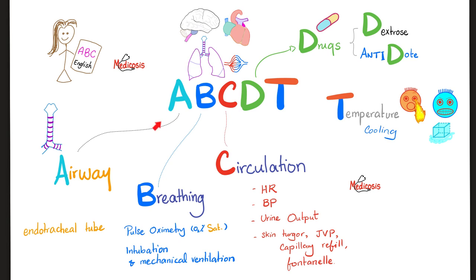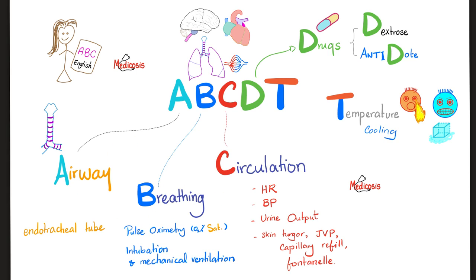Everyone knows the ABCs: airway, breathing, and circulation. But some people forget about the D's and the T's. The D's, drugs. T, temperature. Hey, what's the difference between airway and breathing? Airway is the anatomy. Is the anatomy open? But breathing is the physiology. It's breathing in oxygen and breathing out carbon dioxide and gas exchange.